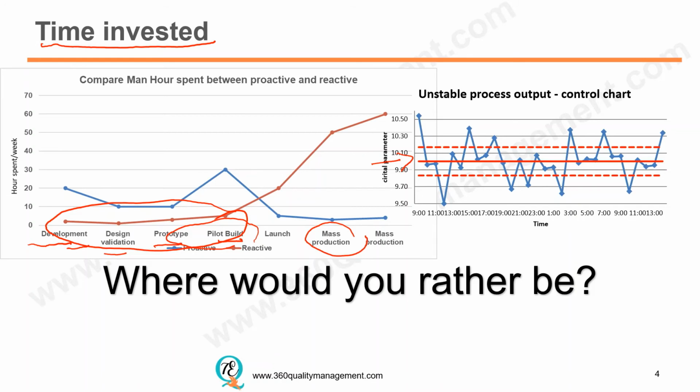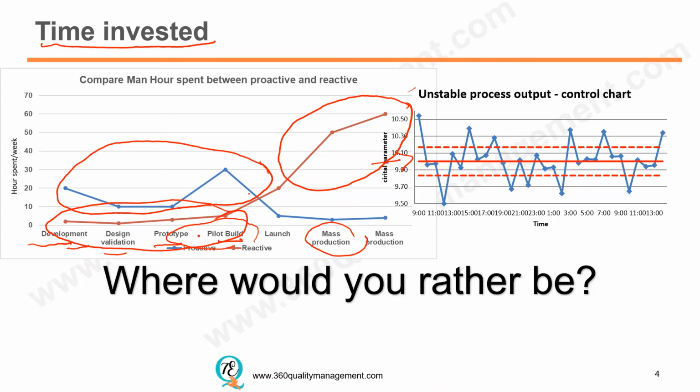So, which would you rather be? Would you rather be proactive, spending more time upfront, or enjoy yourself and spend more time at the back end? In mass production, I can assure you that it will be ongoing for quite some time, maybe until the product is end of life, and you can have the cycle repeat for the next generation products.